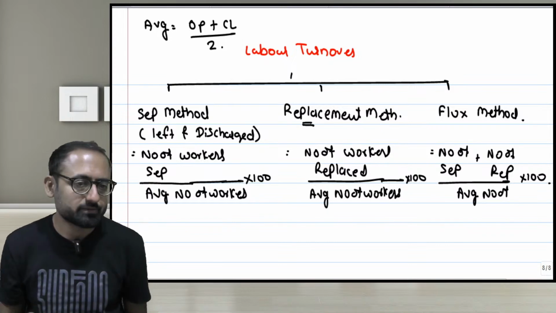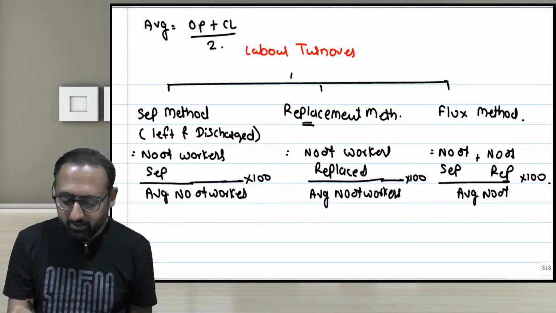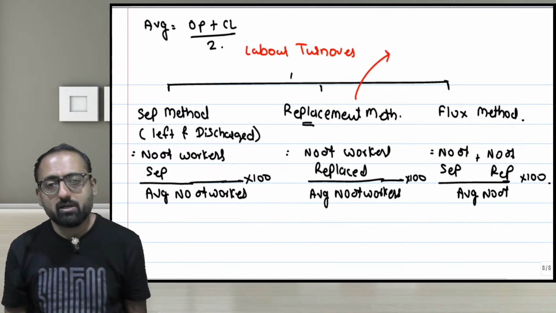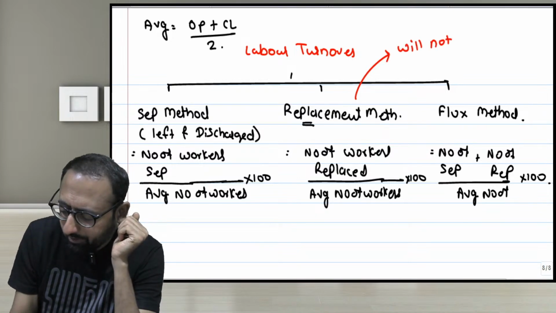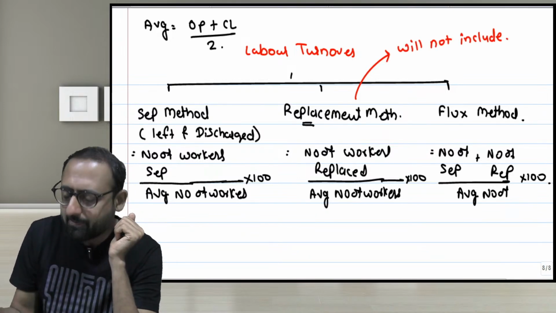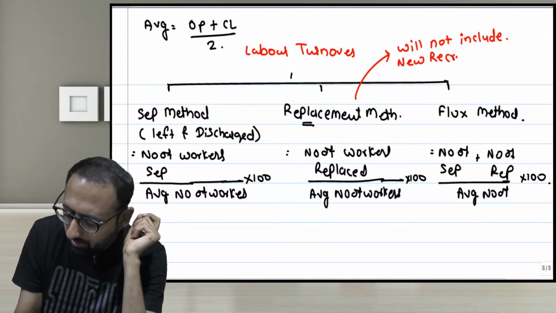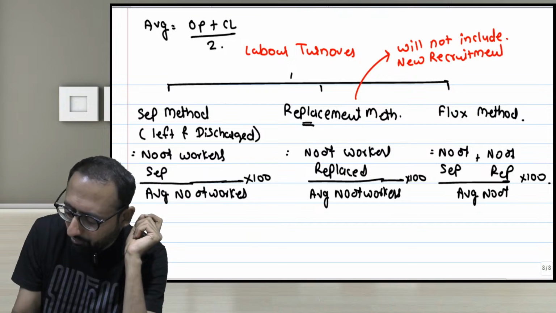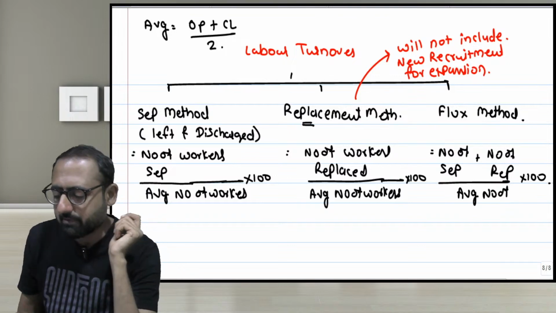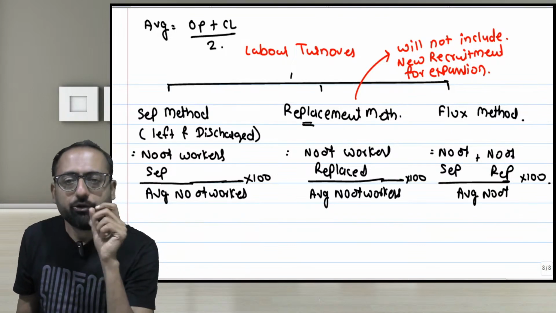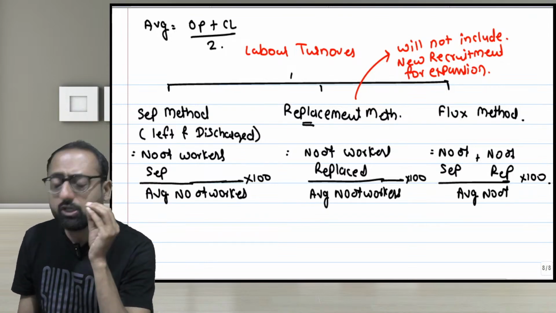Now there is one trick. There is one tricky point here, and the tricky point is that you'll have to remember one sentence. That important sentence is: replacement will not include new recruitment for expansion. You'll have to remember this, sir. Replacement will not include new recruitment for expansion.